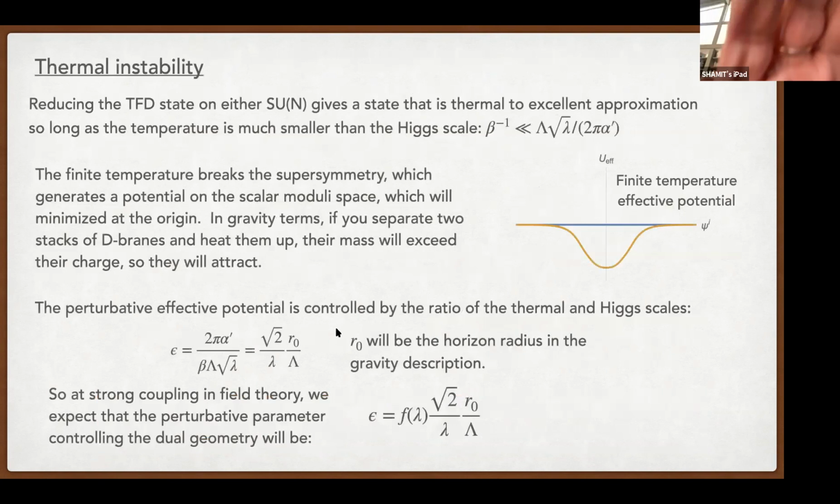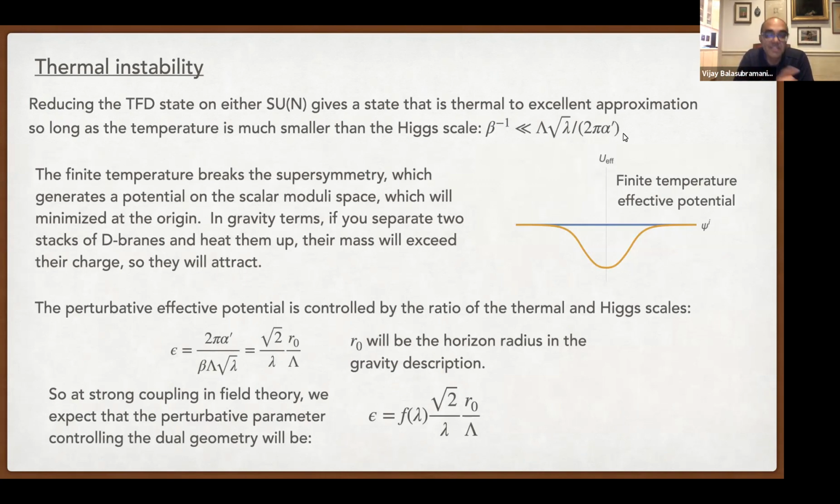So the next thing, of course, is what Chaman said. Obviously, if you heat this thing up, there's going to be some kind of effective potential. We already said that reducing the thermofield double state that we just made on either SU(N) is going to give something that's thermal to an excellent approximation, so long as the temperature is much smaller than the Higgs scale, so beta inverse is less than lambda square root of lambda over 2 pi alpha prime.